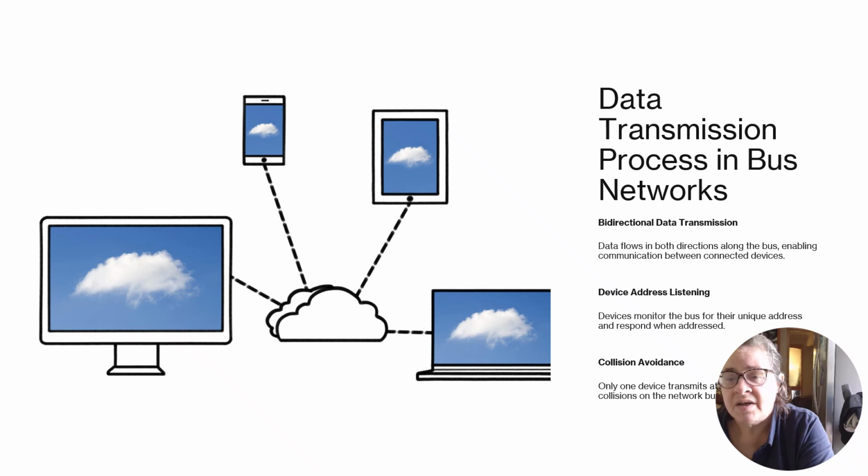Data is transmitted in both directions along the bus. Devices listen for their address and respond accordingly, but only one device can transmit at a time to avoid collisions, okay?